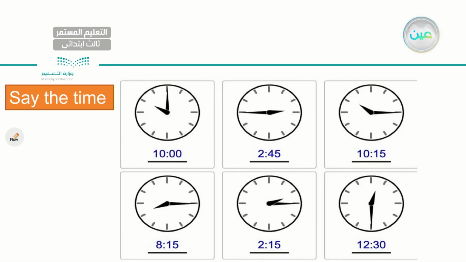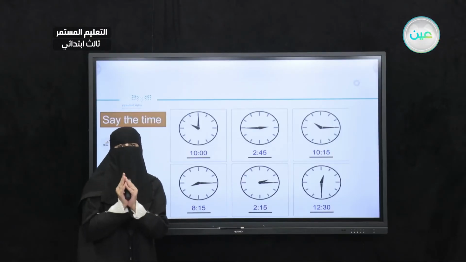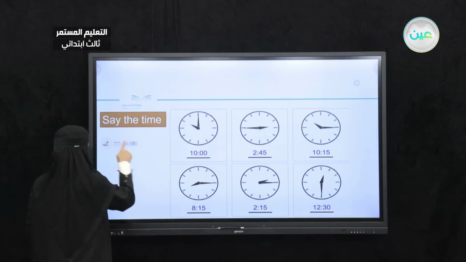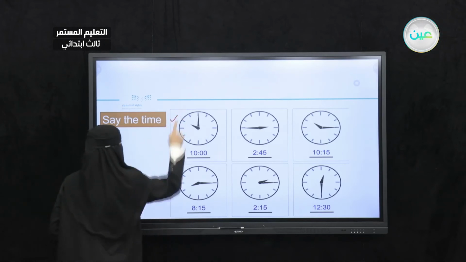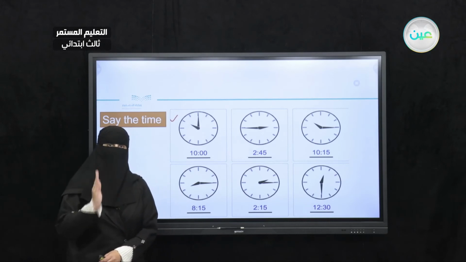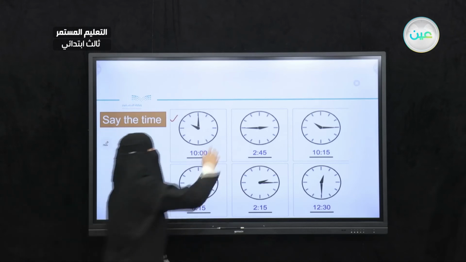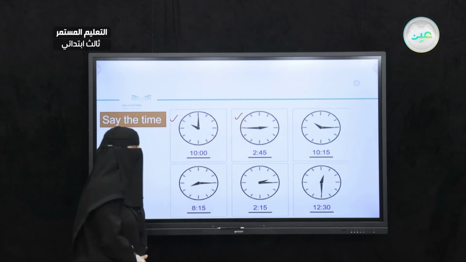Now, here I gave you the time and the hands of the clock. All I'm asking is to tell me what time is it, okay? Starting with this one, what time is it, my dear student? It is 10 o'clock. Exactly 10 o'clock, right? How about this one? What time is it?